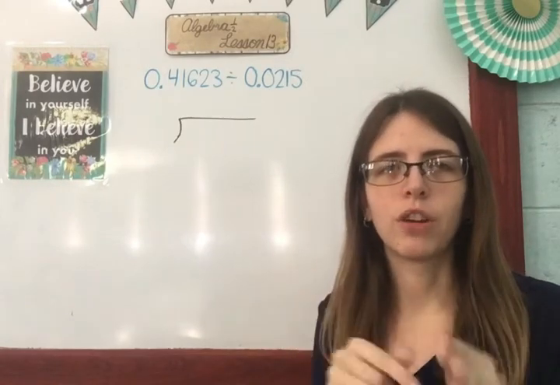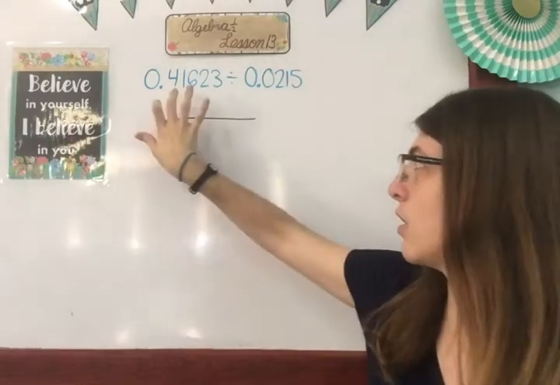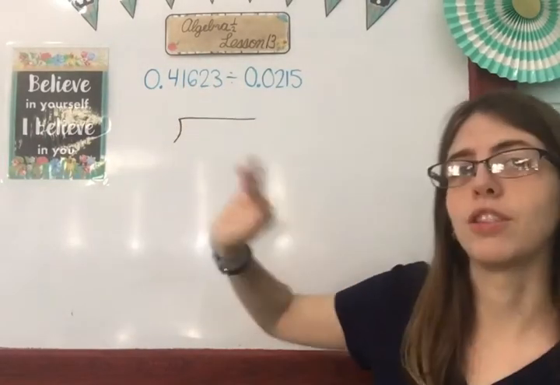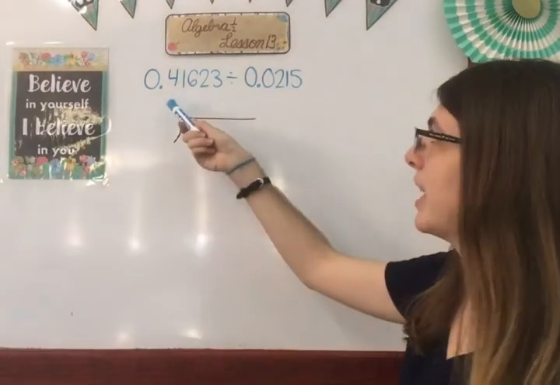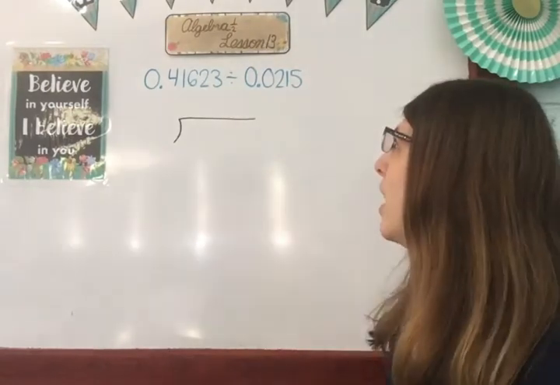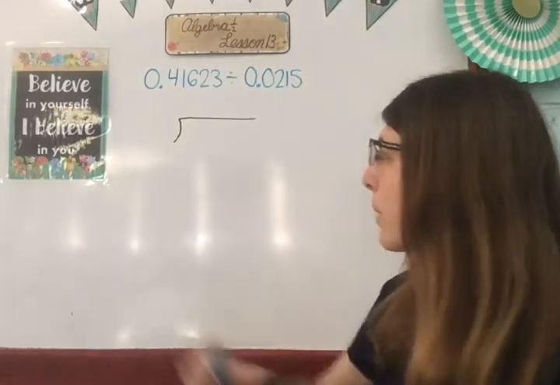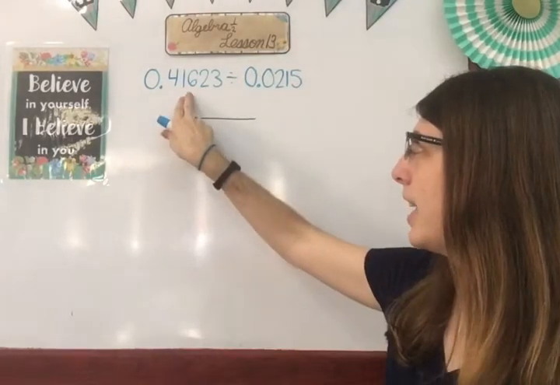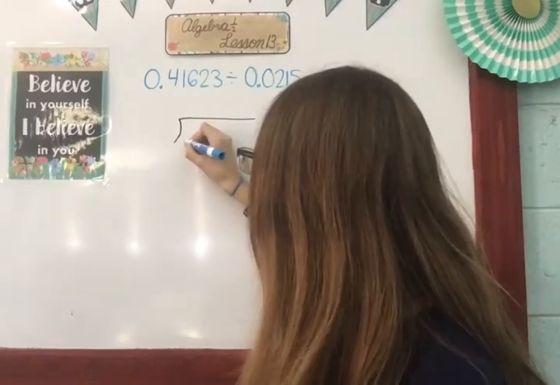Remember, digit refers to the number of numbers in each number. These are digits: 4, 1, 6, 2, 3. Those are the digits of your number. Okay, so my problem is 0.41623 divided by 0.0215. So this number, the one that's being divided, is the number that goes inside my division house. So I'm going to start out by doing that.